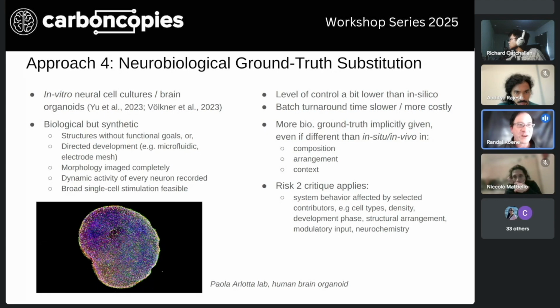But a greater degree of the biological ground truth is implicitly given, even if composition, arrangement, and context are nonetheless different than in situ or in vivo. So the critique for synthetic risk 2 applies because example systems will exhibit behavior in ways determined by the contributors that were selected for inclusion, such as cell types included, the number of cells and their density, duration of the in vitro development phase, the resulting structural arrangement of cell populations, modulatory input, and neurochemistry.